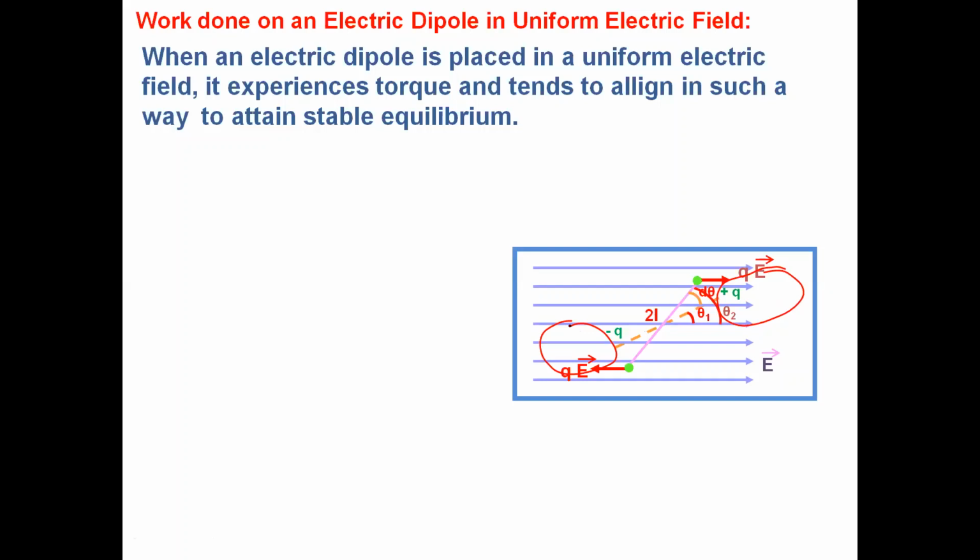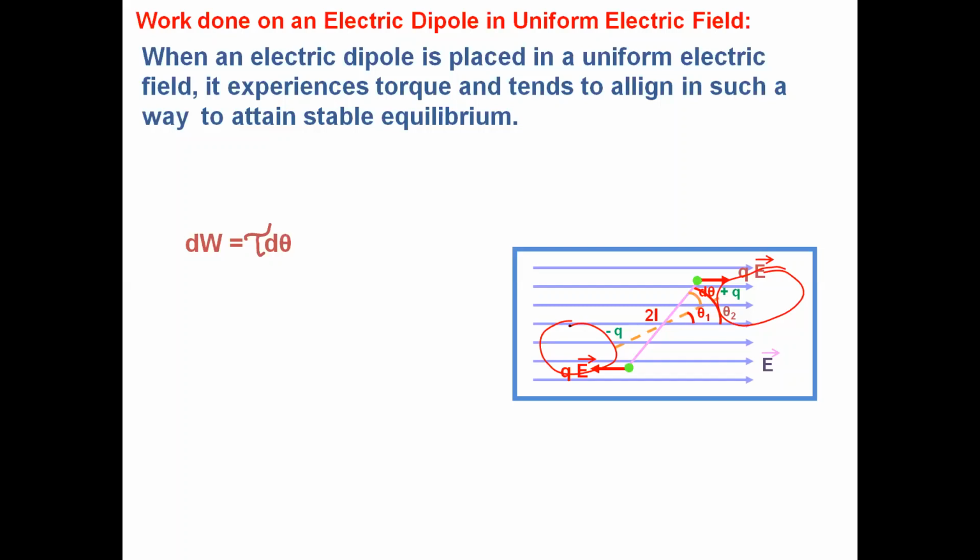So we can find out how much work is required to move the dipole from the initial angle theta 1 to a final angle theta 2 by using the following steps. As we discussed in the previous slide, work done will be equal to tau into d theta, right? In order to get the total work done, we can integrate this expression from the angles theta 1 to theta 2.